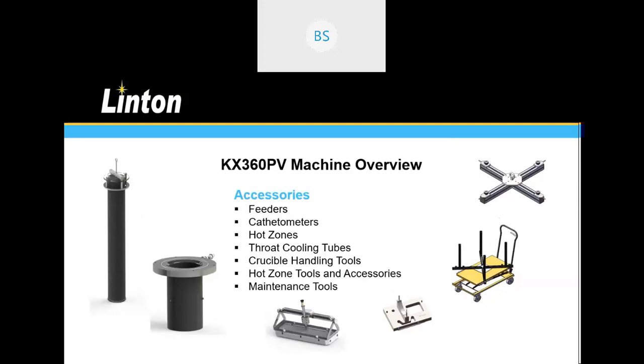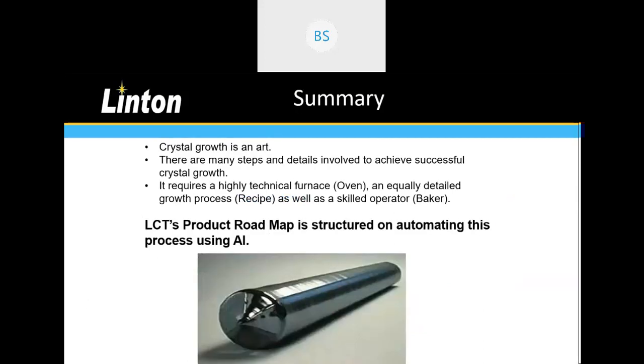In addition to the machines, we also offer all the accessories that go with the machines. We custom design the feeding tube, which is on the left. If you need a cooling tube, the second item, catheterometers for measuring the crystal length, as well as all of the different crucible handling tools, crystal handling tools that are all designed for factories. So we'll work with your factory to design all the additional accessories so they work with your factory. Next slide.